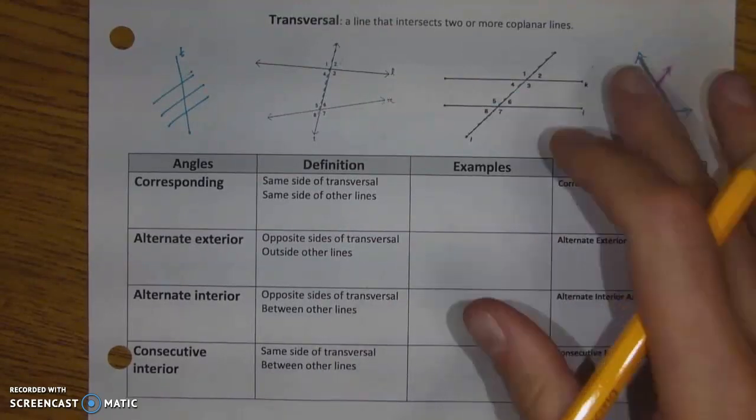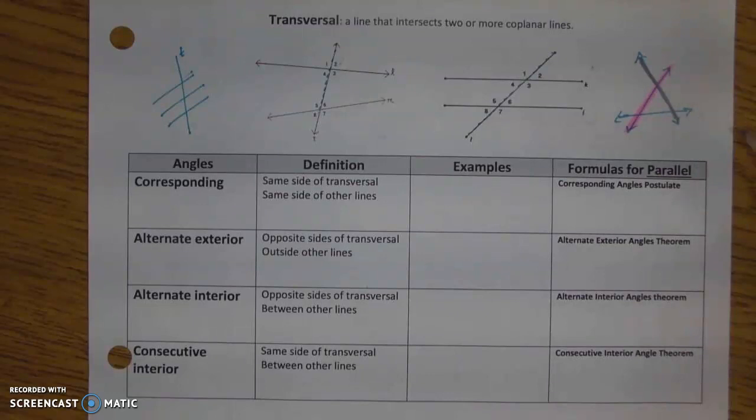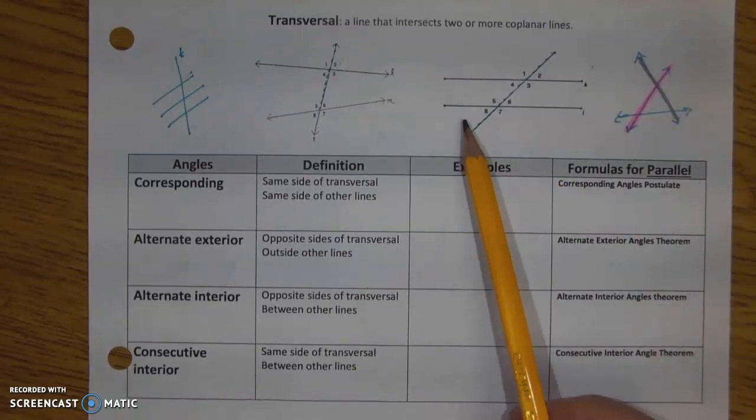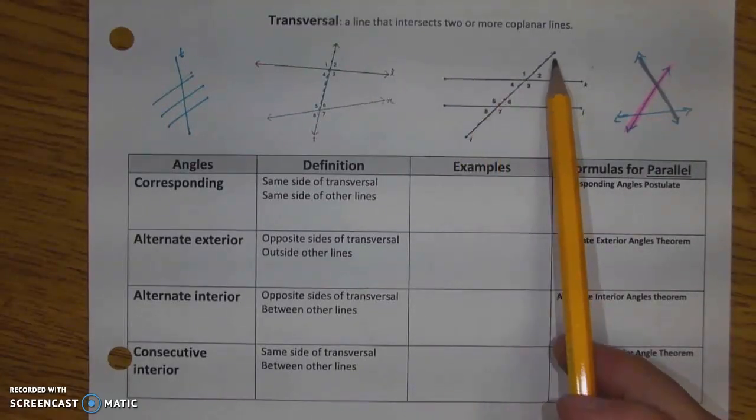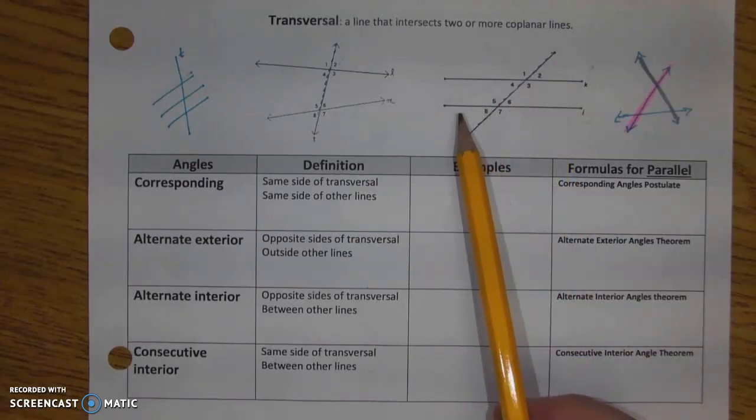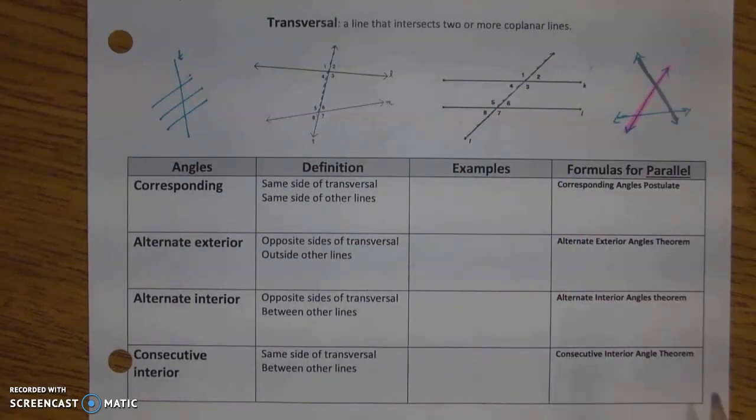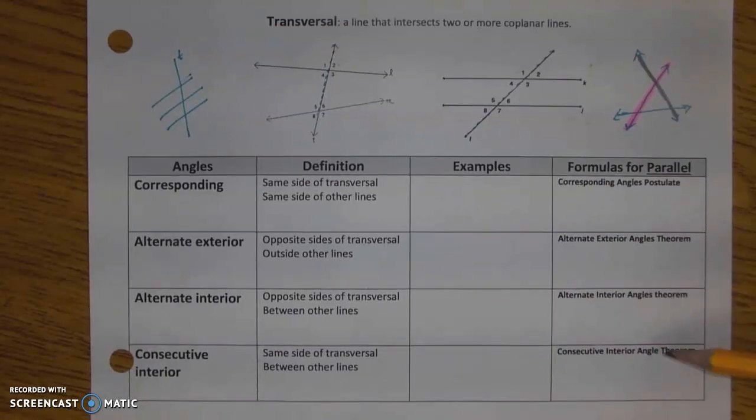Now these are less likely to be talked about, and that's because when we have lines like this, where it's going through what appear to be parallel lines, there are going to be some special relationships, and we're going to be able to form some formulas for those ones.